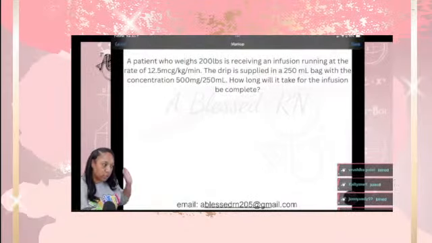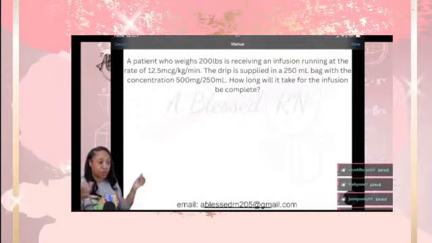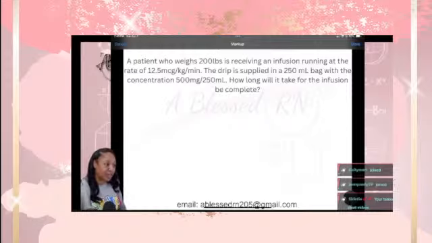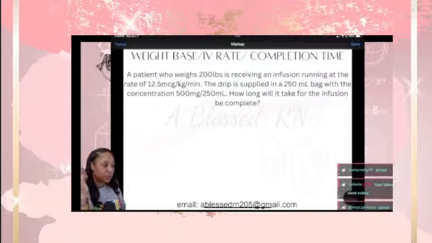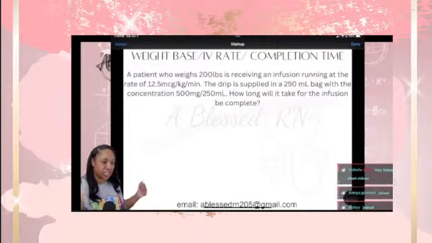Alrighty. Now that we're a little warmed up, we done did some metric conversions. We done found BSA. Let's get into it. A patient who weighs 200 pounds is receiving an IV infusion running at the rate of 12.5 micrograms per kilogram per minute. The drip is supplied in a 250 milliliter bag with the concentration of 500 milligrams per 250 mLs. How long will it take for the IV infusion to be completed? So the first thing that you do after you read your question is find out what is this asking you to find.